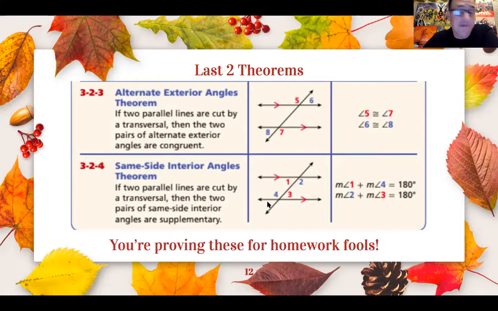And again, you're proving these for homework. You are proving these for homework, but I just kind of told you how to prove these for homework. That's something that you want to be able to do.